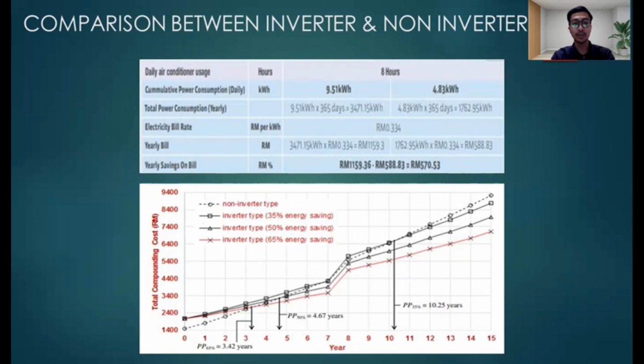From the graph shown, comparison to non-inverter type and inverter type with a 65% energy saving is the lowest payback period of 3.42 years, followed by inverter model with 50 and 35% energy saving. As a result, the percentage of energy saved has a considerable and positive effect on payback periods. In the case of 65% energy saving, after 3.42 years and onwards, the consumer gains significant cost saving if they are using this inverter type with 65% energy saving compared to standard non-inverter type.